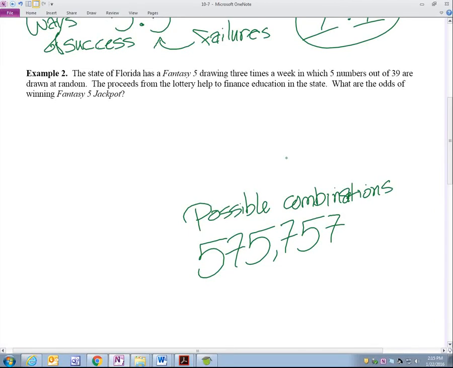That many possible combinations. Now, how many of those combinations are winners? Just one of them. What are the odds of winning the Fantasy 5 jackpot? Now it's asking us, how many successes are there? 1. If there is only one winner, how many losers are there?